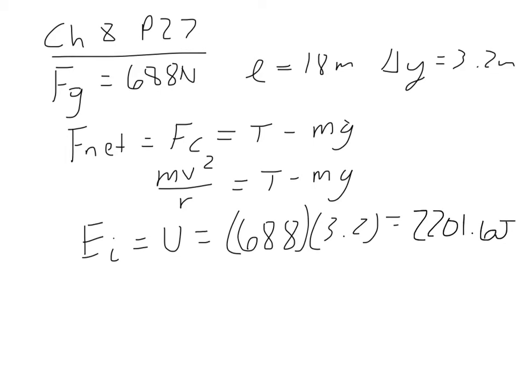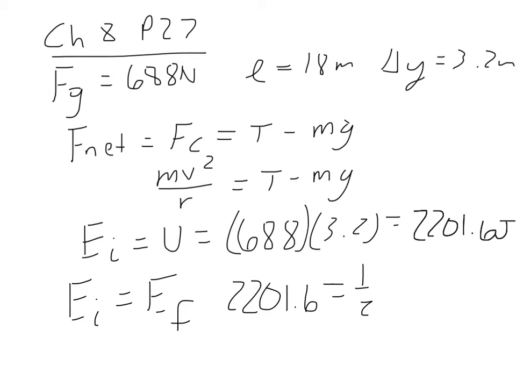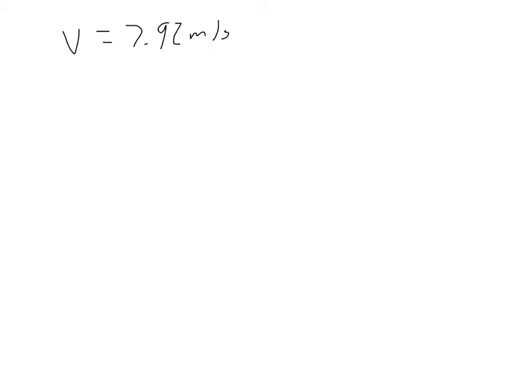Now we're going to set the initial energy equal to the final energy through energy conservation, and that's 2201.6 is equal to 1/2 the mass of Tarzan, which is 688 divided by 9.8, times the velocity squared, and that will allow us to get the velocity of Tarzan. With all of that data, we get a velocity of 7.92 meters per second.